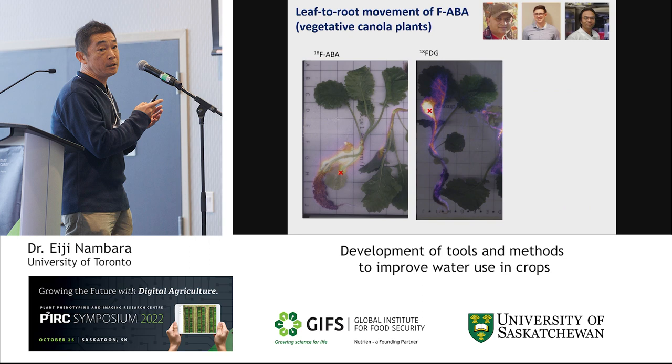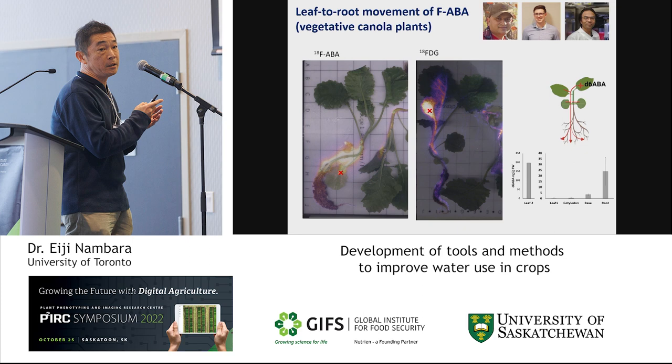This is where we applied FABA to a canola seedling. This is vegetative tissue, so there's no reproductive organ yet. Here is the site of application. We applied FABA to the leaves, and the majority went to the root. This is an FDG application in this case, and this is the site of application. FDG moved to the root and some to the leaf, so here the pattern is different.